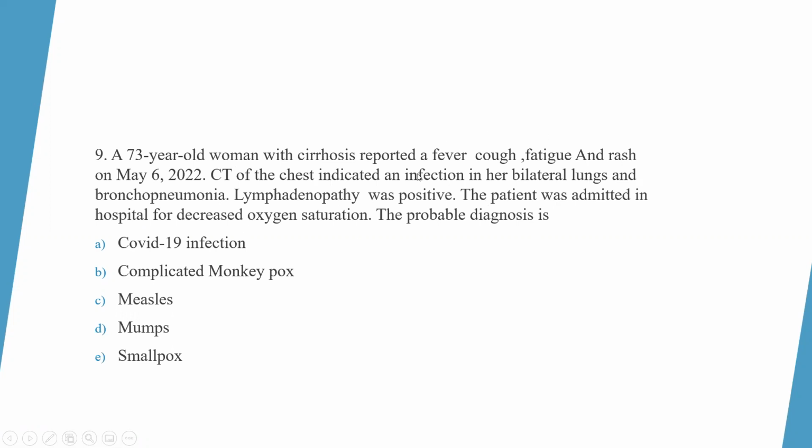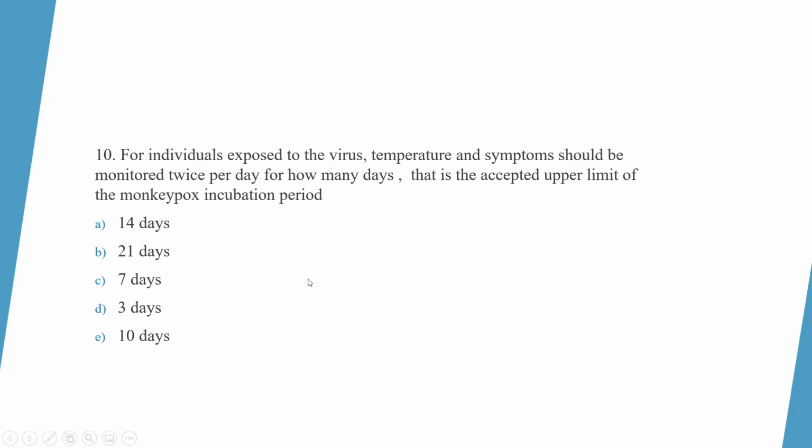Similarly, this resembles the clinical representation of COVID-19, but when there is lymphadenopathy with bronchopneumonia and rash and fatigue, then it's complicated monkeypox. And last is, for the individual exposed to the virus, temperature and symptoms should be monitored twice daily for how many days? That is accepted as the upper limit for the monkeypox incubation: 14 days, 21 days, 7 days, 3 days, or 10 days. B, 21 days. Yes, it's 21 days, and the emphasis on this is important because until then the person must be kept in isolation to limit person-to-person transmission.